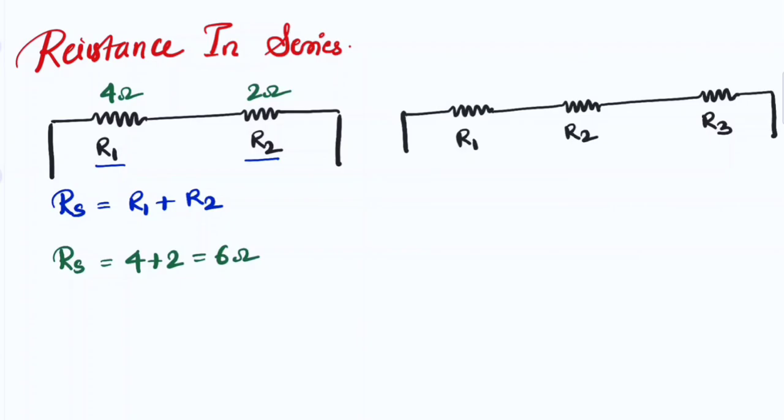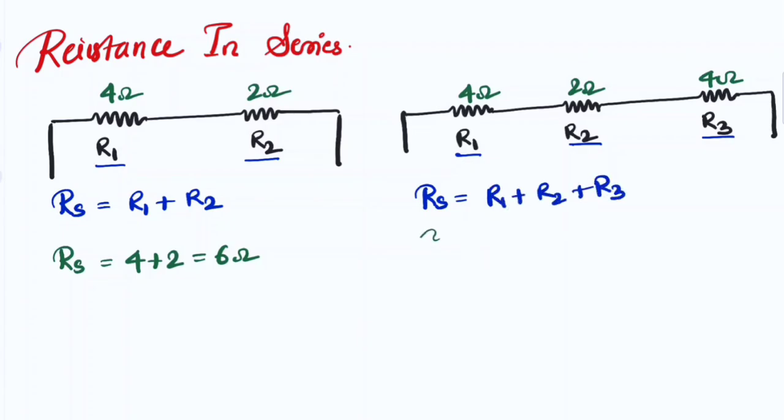Okay. Similarly, if I have three resistances, let's say R1, R2 and R3, for that, let's take an example, 4 ohms, 2 ohms and 4 ohms. So again, you just need to add the resistances. Total resistance in series would be R1 plus R2 plus R3, and the total resistance for this example would be 4 plus 2 plus 4, which turns out to be 10 ohm. So this is for series.